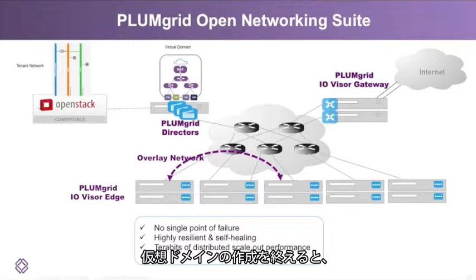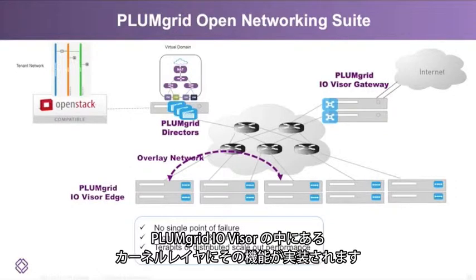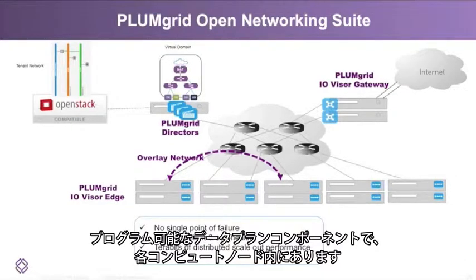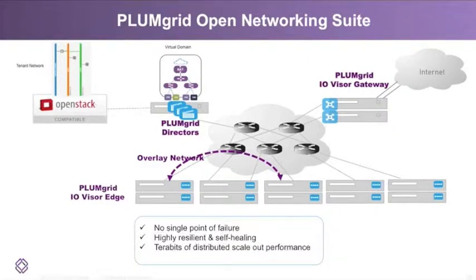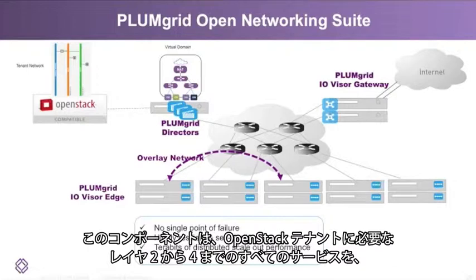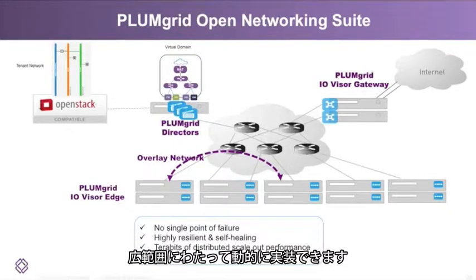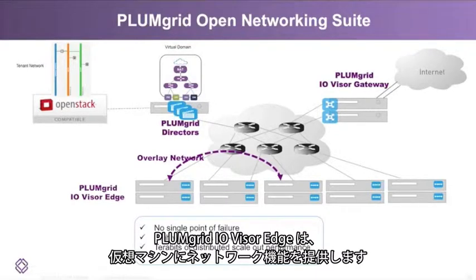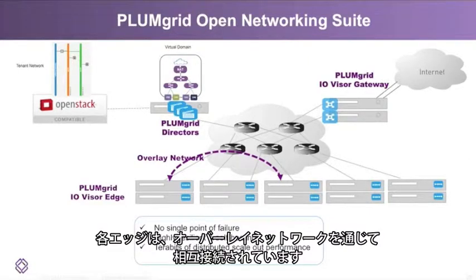Upon the creation and definition of virtual domains, the features and functionality will then be implemented within the kernel layer inside what is called the PLUMgrid IO Visor. The PLUMgrid IO Visor is a programmable data plane component that sits within each compute node. It's capable of implementing dynamically and extensively all the layer 2 to 4 services that are needed by OpenStack tenants. PLUMgrid IO Visor edges provide the network functionalities to virtual machines. They're interconnected through overlay networks.